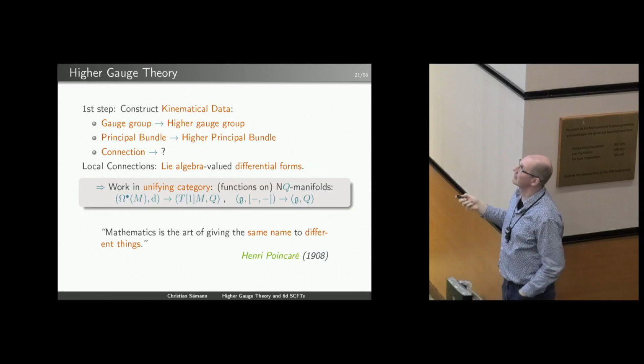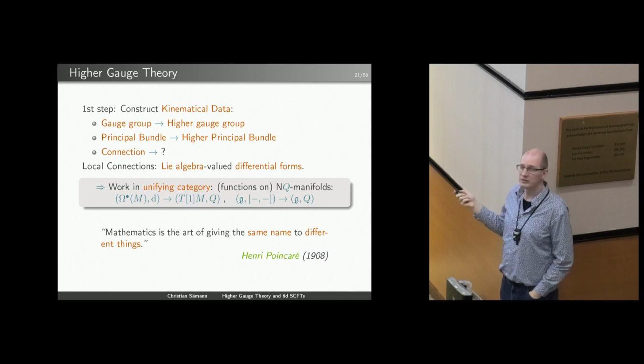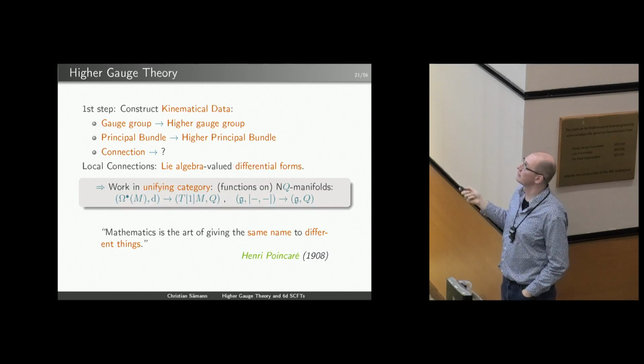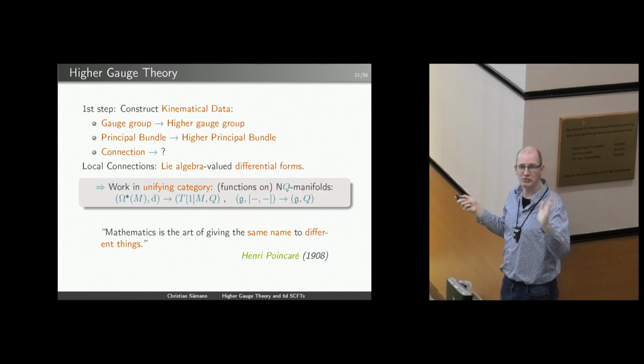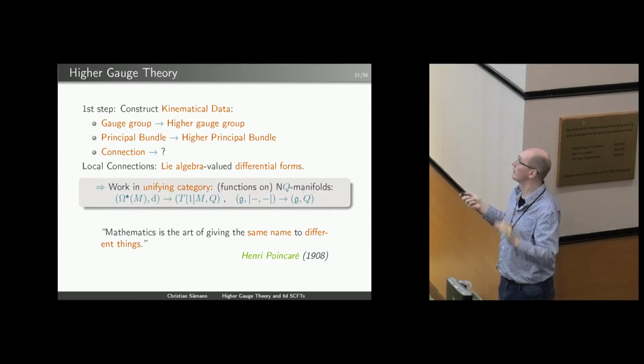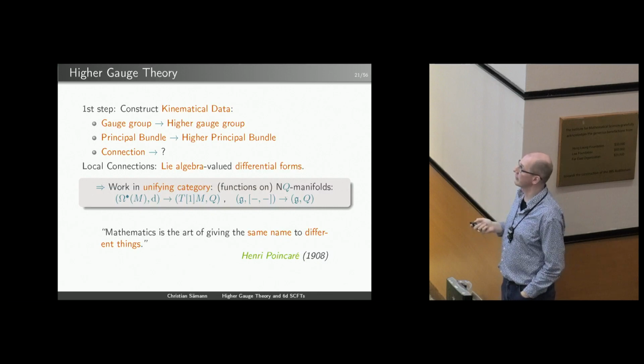Well, there is a unifying category, a unifying mathematical language, which is just to use functions on NQ manifolds, right? I showed you that functions on NQ manifolds can give differential forms. And we saw that we can encode Lie algebras as NQ manifolds. This is the one that encoded our differential forms, T[1]M. And the Lie algebra is just replaced by this Lie algebra that I showed you, where I just grade shifted the vector space by 1 and introduced Q encoding the structure functions.